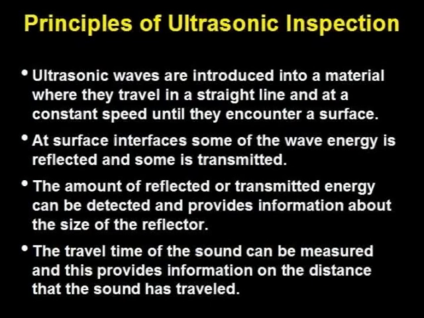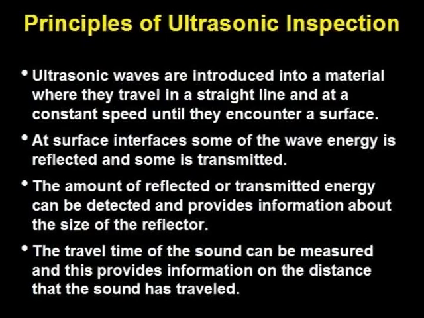Now that we have discussed the basics of sound generation, let's discuss how ultrasound may be used for inspection. The transducer generates a pulse of ultrasound. The wave pulse travels in a straight line and at constant velocity until it encounters an interface. At the interface, some of the energy is reflected and some is transmitted across the interface, depending upon the acoustic impedances. If the interface is due to a discontinuity or internal defect, the reflected or transmitted energy can be detected and provides information about the location and size of the reflector.